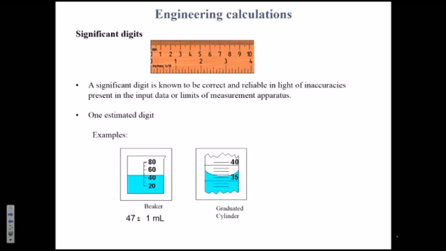Then you have, let's say, something a little bit more accurate, a graduated cylinder, right? Now, a graduated cylinder has a meniscus, something like this. It is not like a flat section of fluid. So now you're looking at the lowest point of this meniscus, and you see that it's between 36 and 37, right?